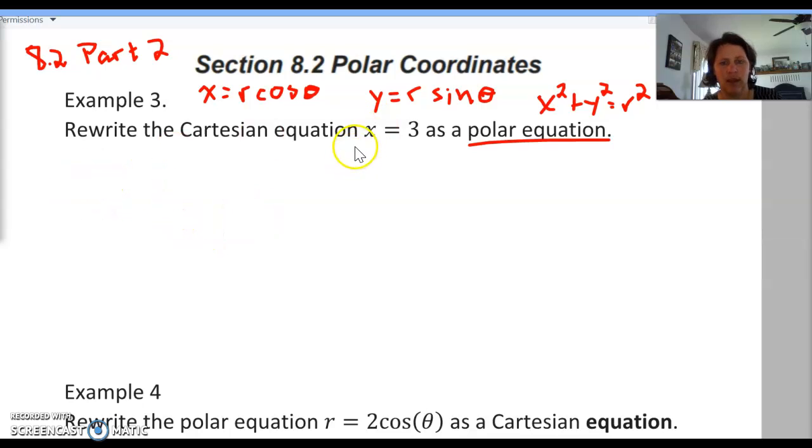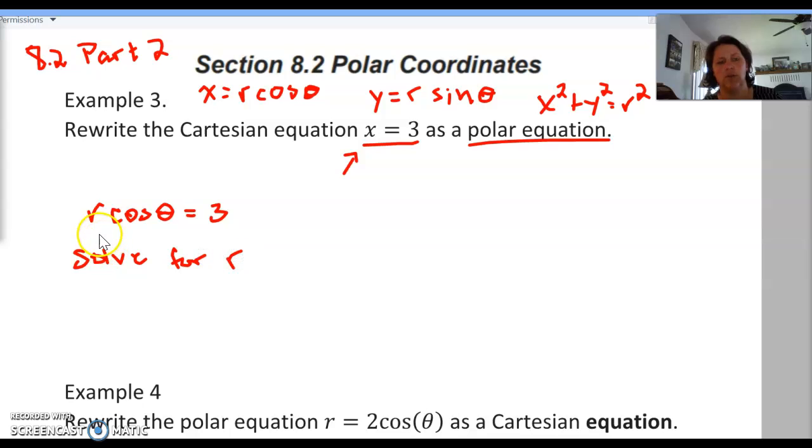So for this one, all we have is the equation x equals 3. And so we're going to go in and substitute what we know for the polar equations in for x. So instead of writing x, I can write r cosine theta, and then that is equal to 3. So when we have a polar equation, we want to solve that polar equation for r. So we have the equation r cosine theta equals 3, and then solve that equation for r. So now we have r equals 3 over cosine theta.